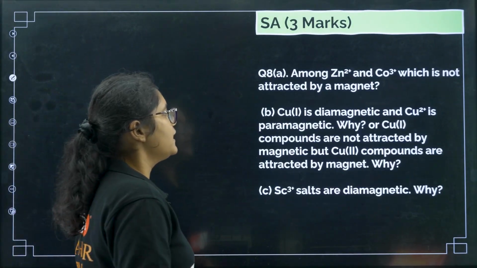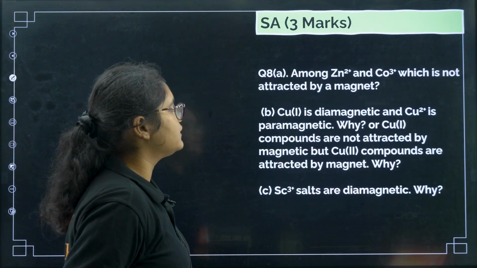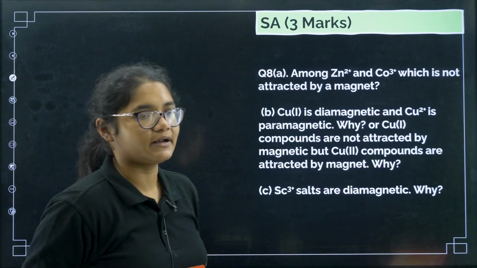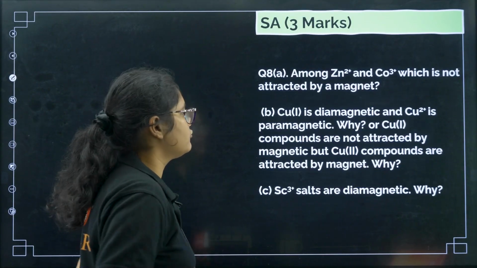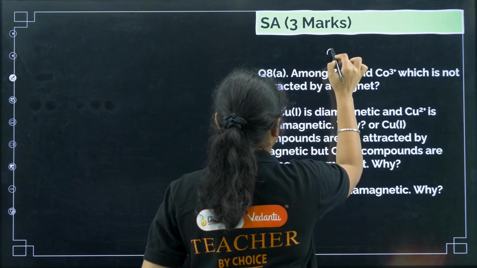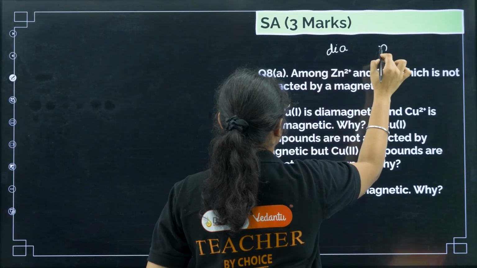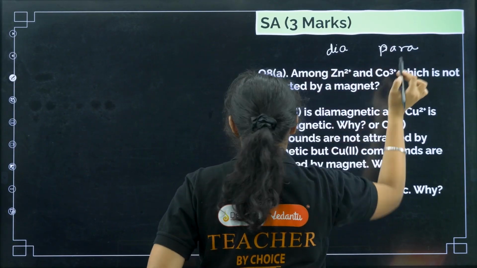Next, question number 8. Among Zn2+ and Co3+, which is not attracted by a magnet? So here you should remember there are two types of magnetic substances. One is diamagnetic and one is paramagnetic, okay.